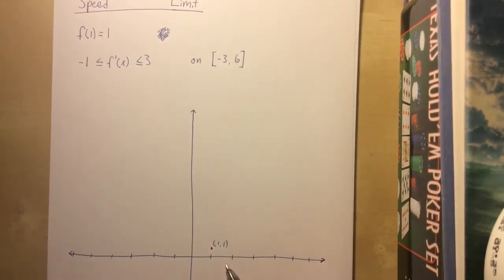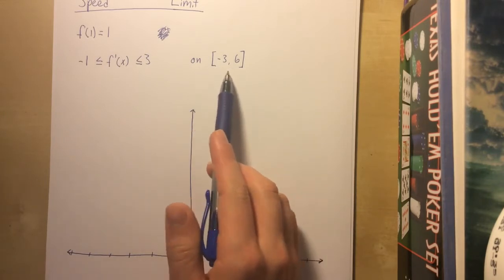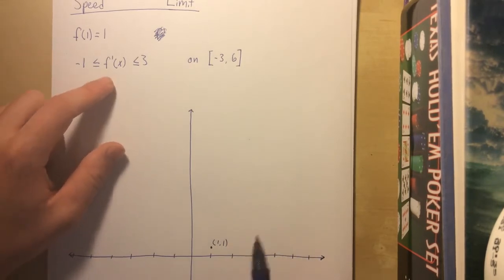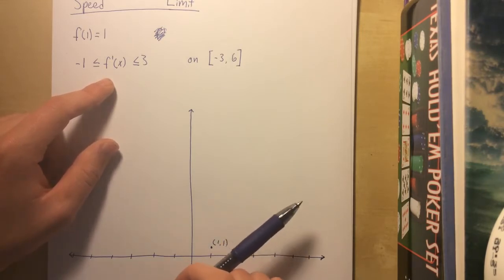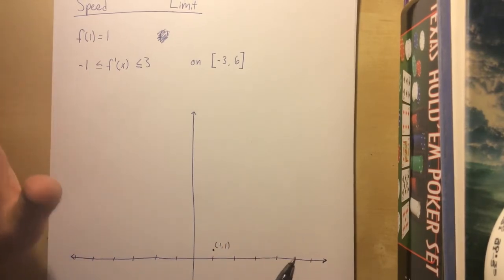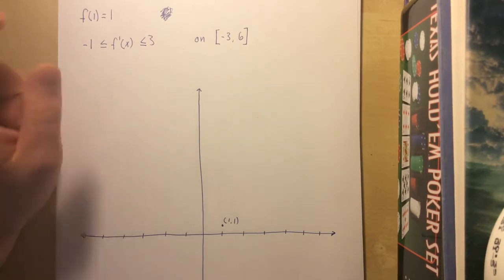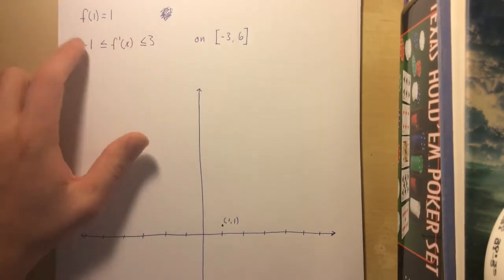Now what we're going to try to do is figure out all the possible values of f of x on this interval from -3 to 6. What we know is that the slope of the tangent line cannot be less than -1 and cannot be greater than 3 at any point on that interval. So we're going to look at the worst case scenarios. The worst case scenario is that the derivative is either 3 or -1.